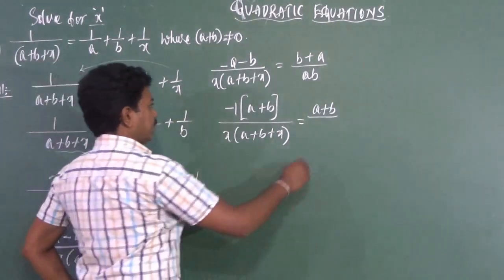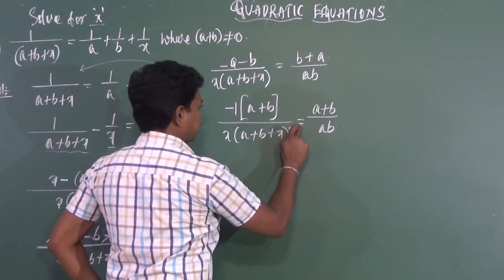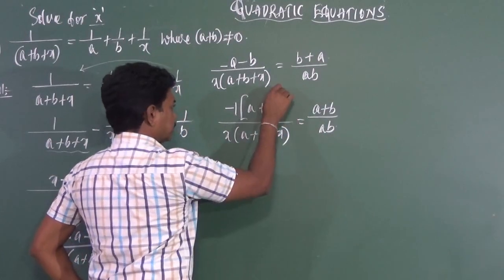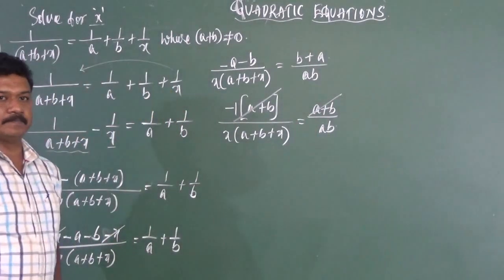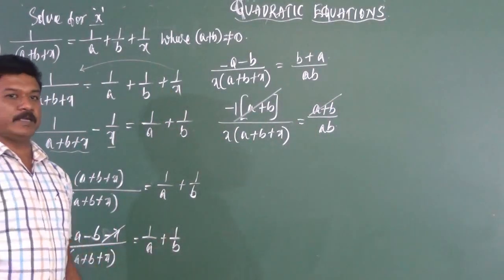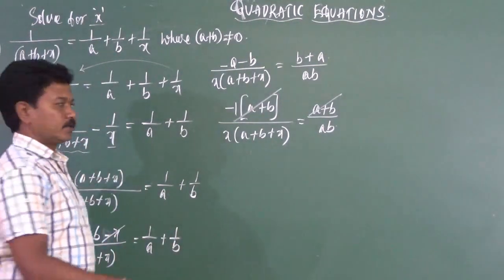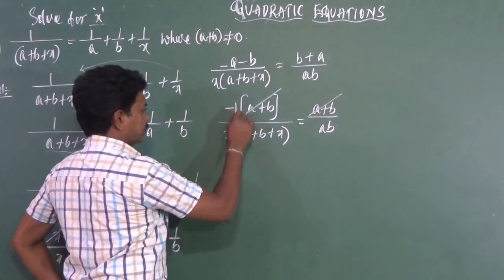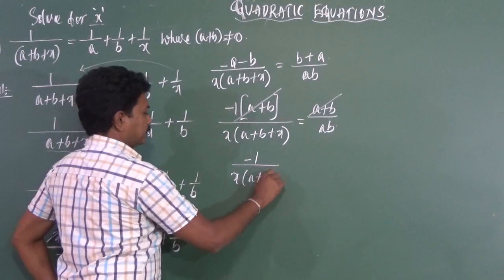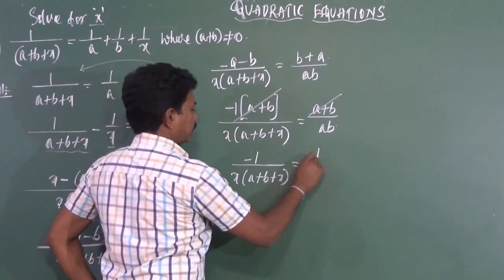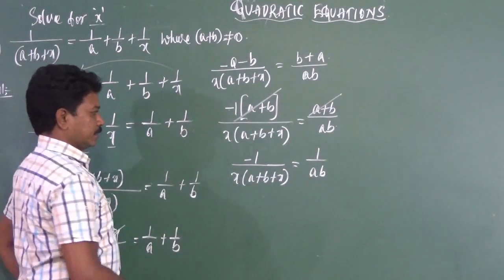So by ab. Now, as these two fractions are separated by an equal sign, we can cancel this a plus b and a plus b by using the axiom: if equals are taken away from equals, the remainders also remain equal. Right? So on that axiom, minus 1 by x into (a plus b plus x) is equal to 1 by ab. So we can go with cross multiplication.